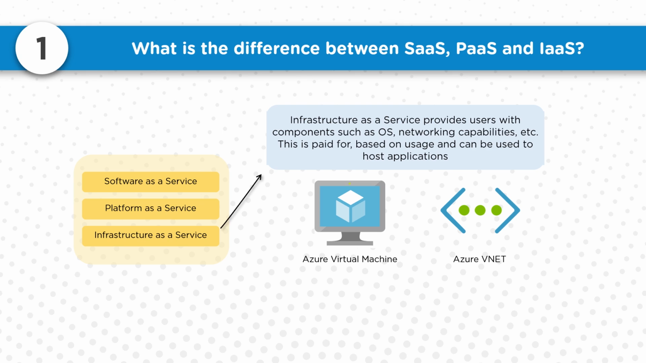In other words, this is a pay as you go type. The more you use, the more you pay. The less you use, the less you pay. And some of the examples of IaaS in Azure is virtual machine. That's a great example for IaaS, and VNets for networking. That's another good example for IaaS in Azure.